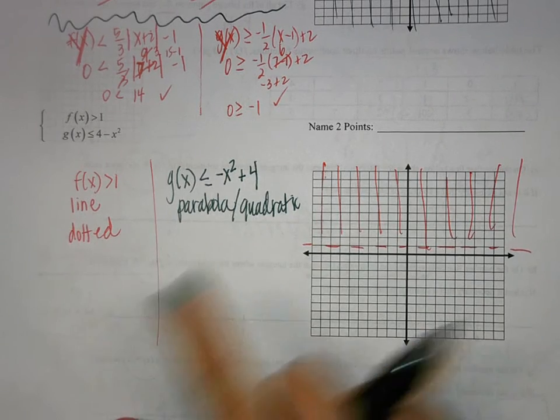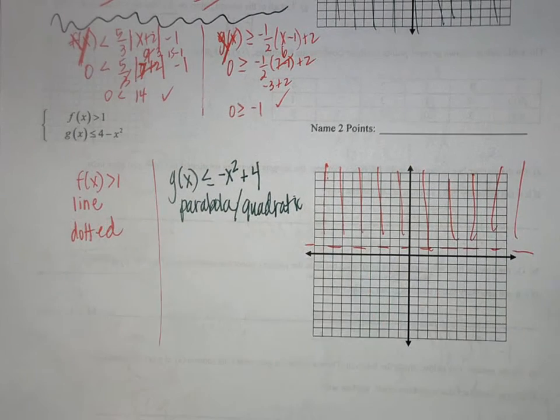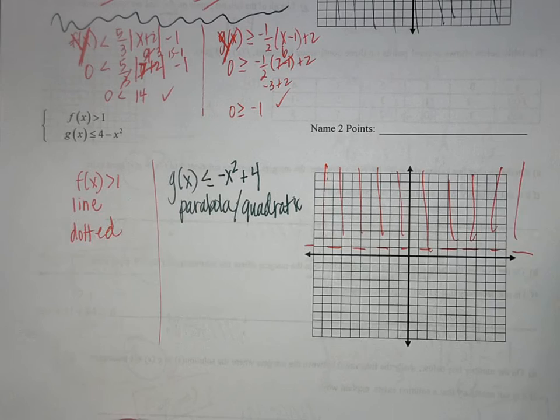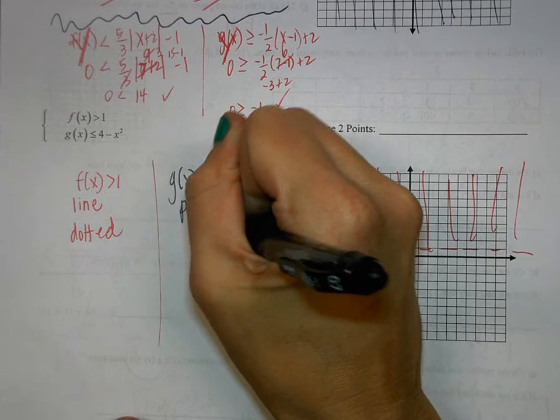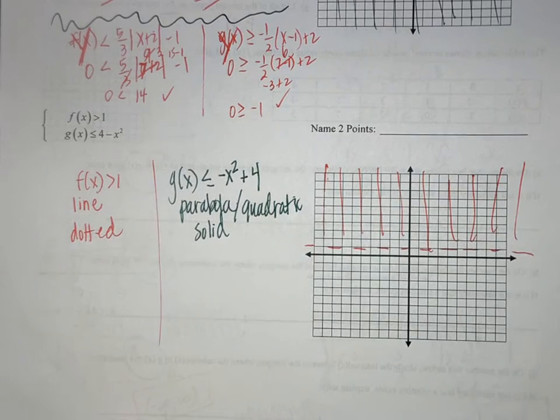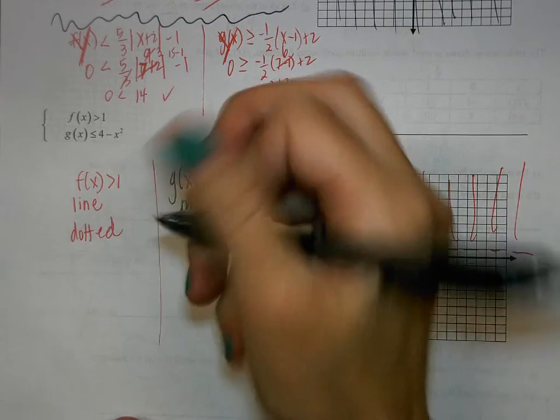It's easier for me when I look at this to see what my vertex is. Okay, is this one going to be solid or dotted? Solid, and we know that because there is. Very good. Okay, now what's my vertex on here?